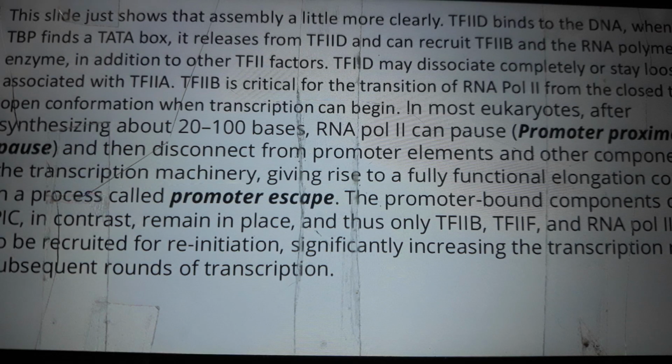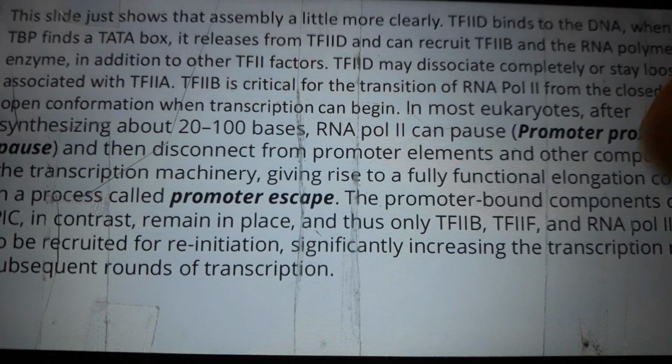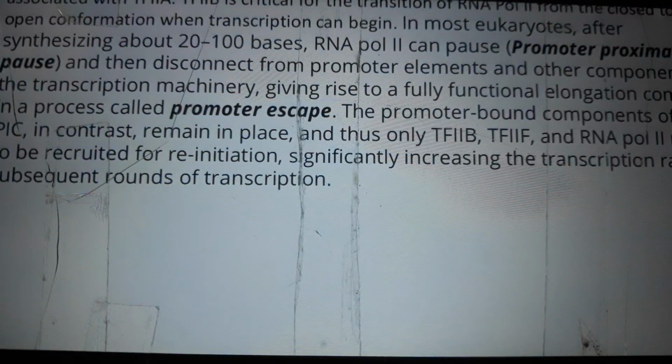The promoter-bound components of the PIC, in contrast, remain in place, and thus only TF2B, TF2F, and RNA pol II need to be recruited for initiation, significantly increasing the transcription rate in subsequent rounds of transcription.